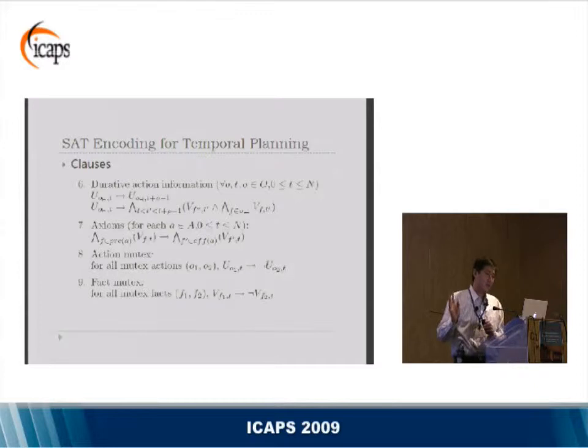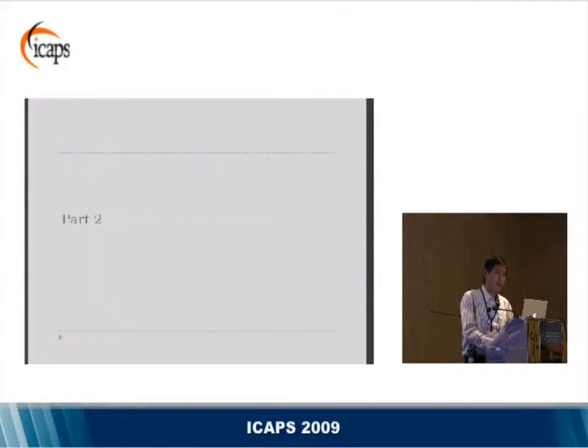And also we can handle axioms. So for each axiom, we add some clauses. So when the preconditions of an action are satisfied, then all the effects are also true at that time step. And finally, we have the mutual exclusion constraints for the actions and facts. So that's our encoding. And that's the first part of my talk.